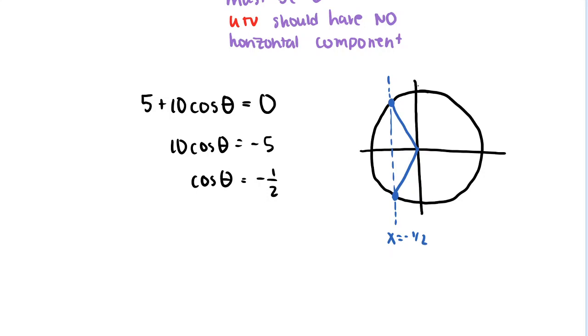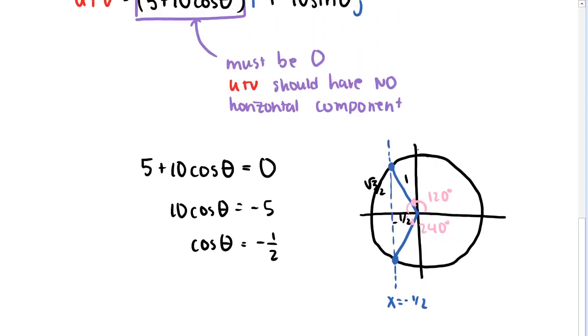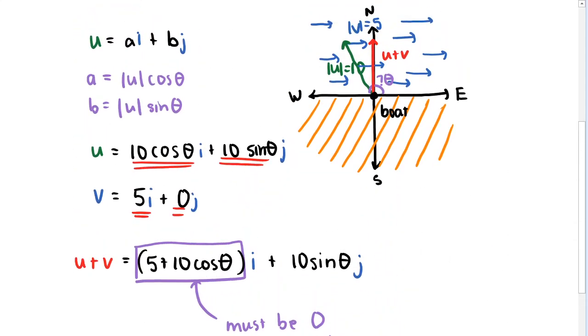And this is a 30, 60, 90 triangle, right? If this side length is negative 1/2, then this side length is the square root of 3 over 2, and the hypotenuse is 1. Our angle here is 120 degrees, or 2 pi over 3, for this top position in the interval from 0 to 360 degrees. And we can keep going to find that the angle down below would be 240 degrees. But 240 degrees in our picture would point the boat back in the direction of the shore, in the direction of the land. So our angle theta should be 120 degrees.